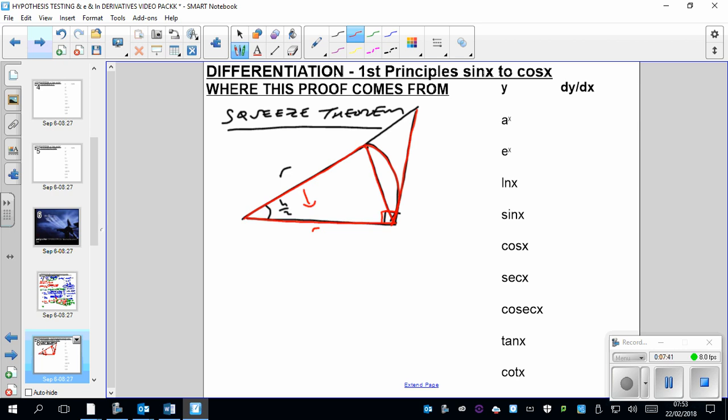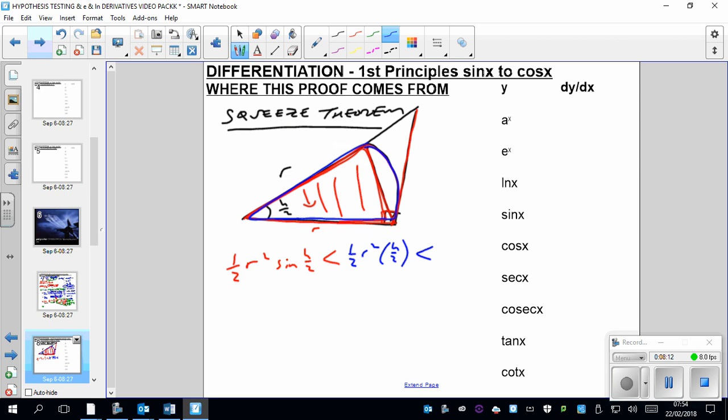Right? So let's see. At the moment, I've got the area of this first triangle here, right? That's half ab, so that's half r squared sine h over 2, isn't it? Because half ab sine C. This must be less than, from what I can see, the area of this sector. What's the area of a sector? Half r squared theta, and theta is h over 2, remember?